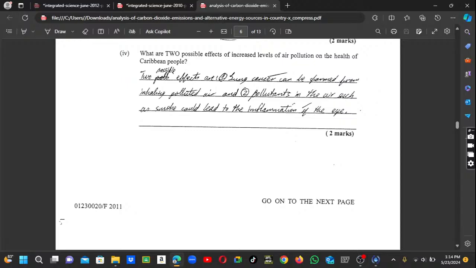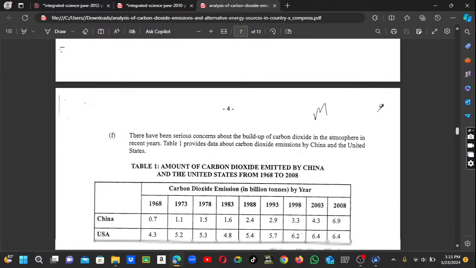Now the other effect, when we are talking about pollution: inhaling the polluted air is not good, and therefore that would damage our respiratory system. The smoke would also damage our eye. So those would be two possible effects of increased levels of air pollution.